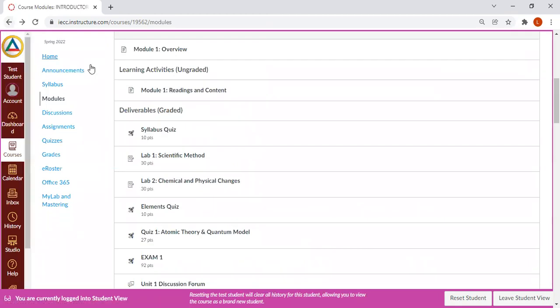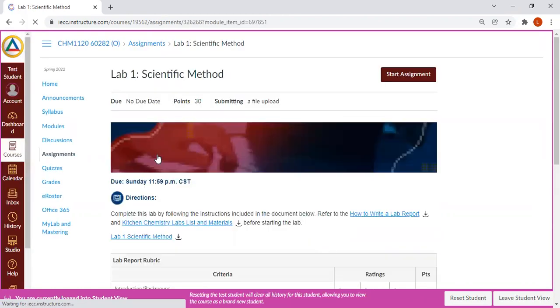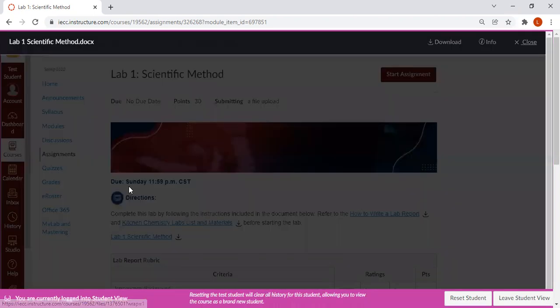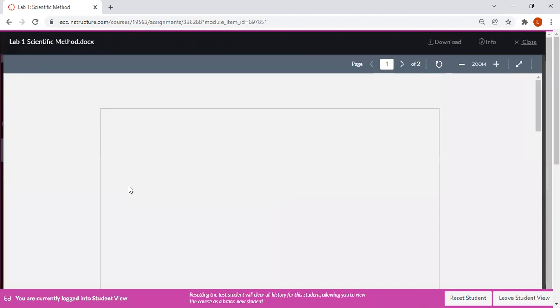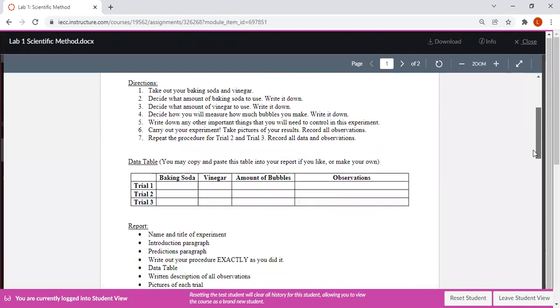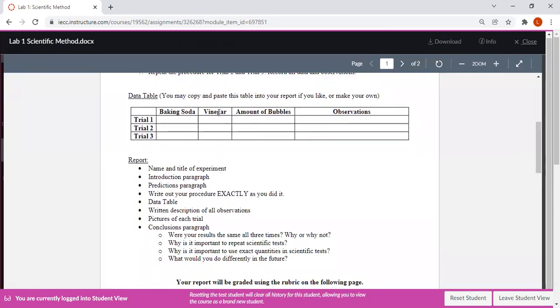So when you're ready to do your first lab, click the button, Lab 1, Scientific Method. And this is the handout on how to write a lab report. You're going to do the experiment, Lab 1, Scientific Method. Here it is. Here are your instructions. Here's what to do. There's a data table, so you can make your own data table, or you can just copy and paste mine. And then here's how you write the report.